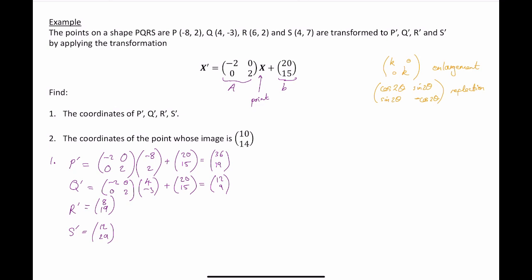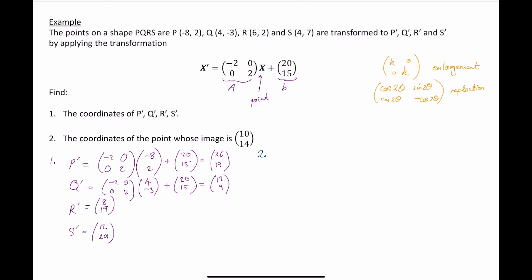I would sketch it out, and I will do that in a moment, but I'm going to look at part 2 first. So, question 2. The coordinates of the point whose image is (10, 14). So previously I had the original points and I was finding their image. Now I have the image and I want to find the original point.